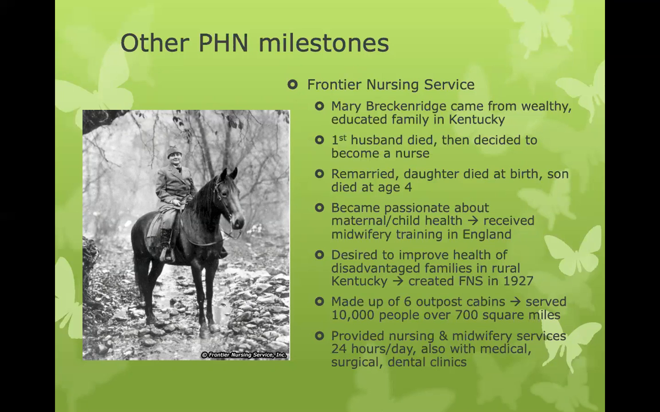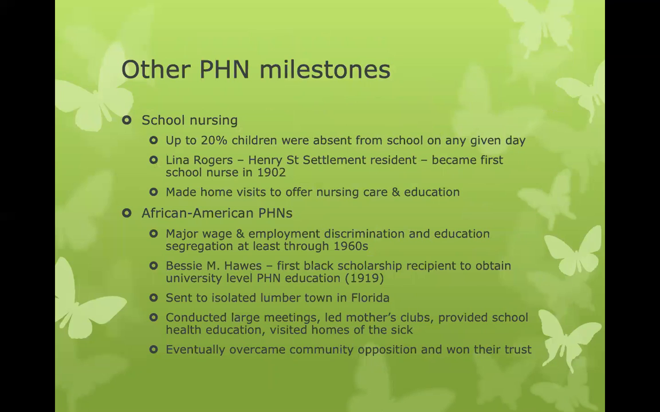This is what makes up our foundations. She started a horse riding service in the Appalachian Mountains. And then there's a little bit more here that I want you to know about Lino Rogers, who was our first school nurse, and was actually a Henry Street Settlement resident. And then also about African American public health nurses, specifically Bessie Haas, who again went against the grain, advocated for themselves and for the populations that they served, had a lot of barriers.